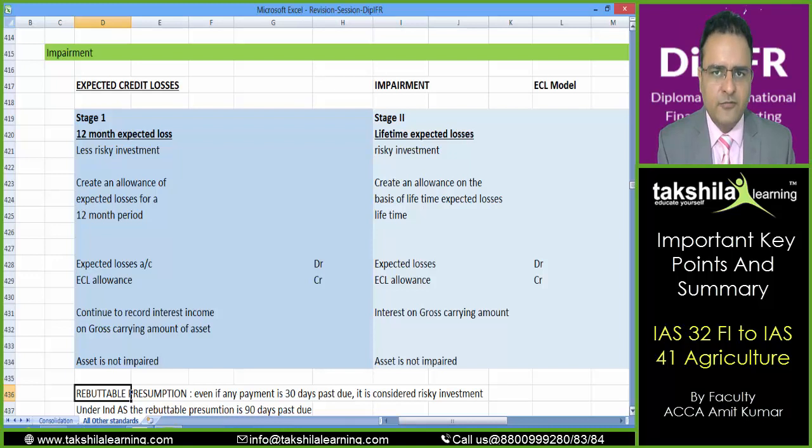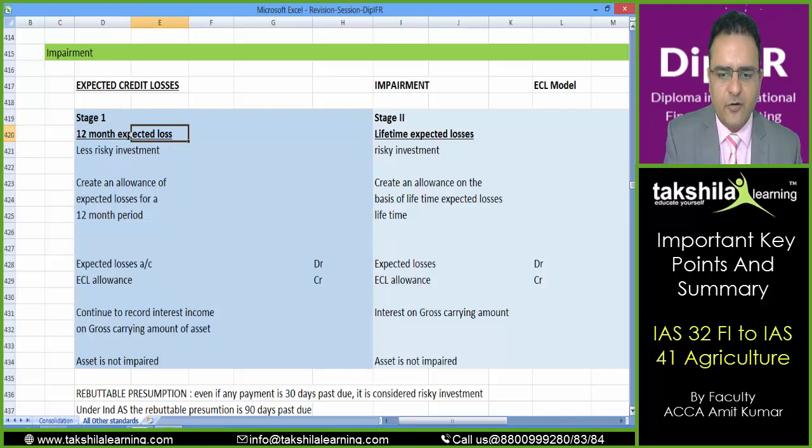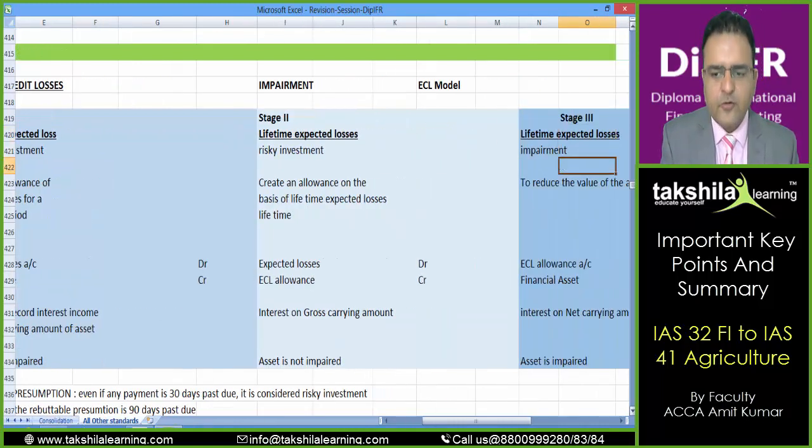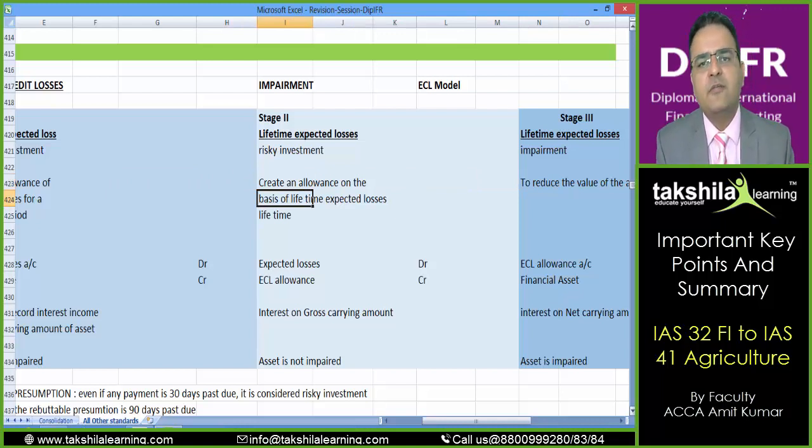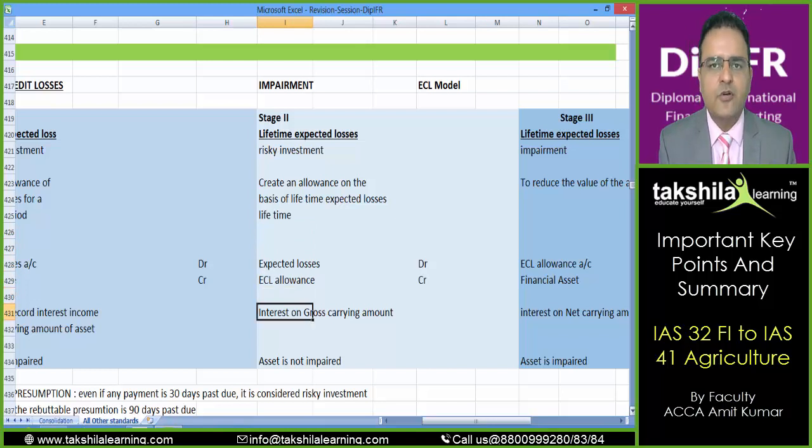But if the amount we are supposed to receive is 30 days past due, it moves from a less risky investment to a risky investment. We continue to create an allowance, but now this has moved from 12-month expected losses to lifetime expected losses. Lifetime expected losses means, if the maturity period of this investment is 10 years, how much loss we can expect over the 10-year period. What is the doubt on the recoverability of the asset over the 10-year period, what are the expected losses over the 10-year period. We create an allowance on the basis of expected losses over a 10-year period, but even in this case the asset is not yet impaired. We continue to record the interest income on the basis of gross carrying amount. Asset is not yet impaired.